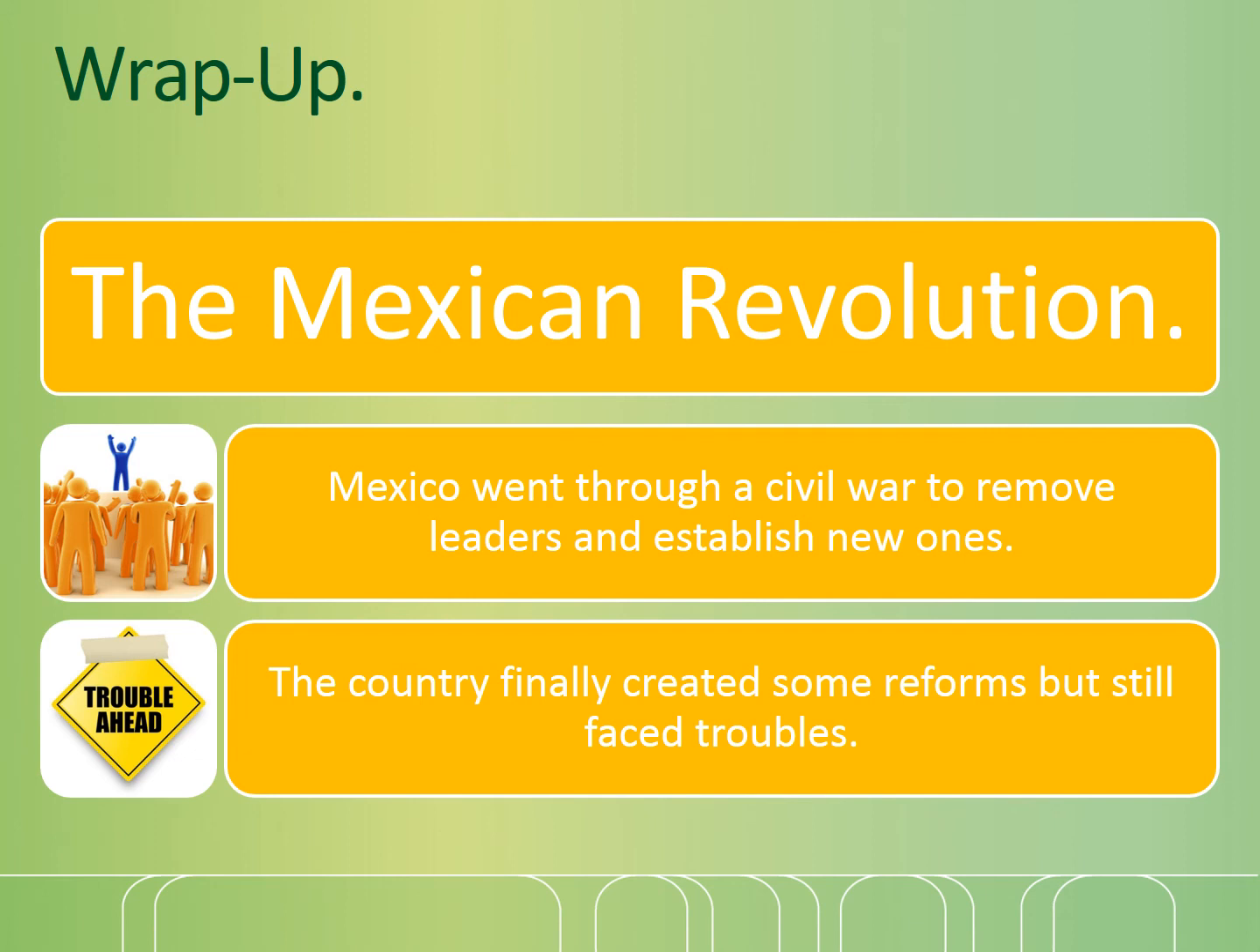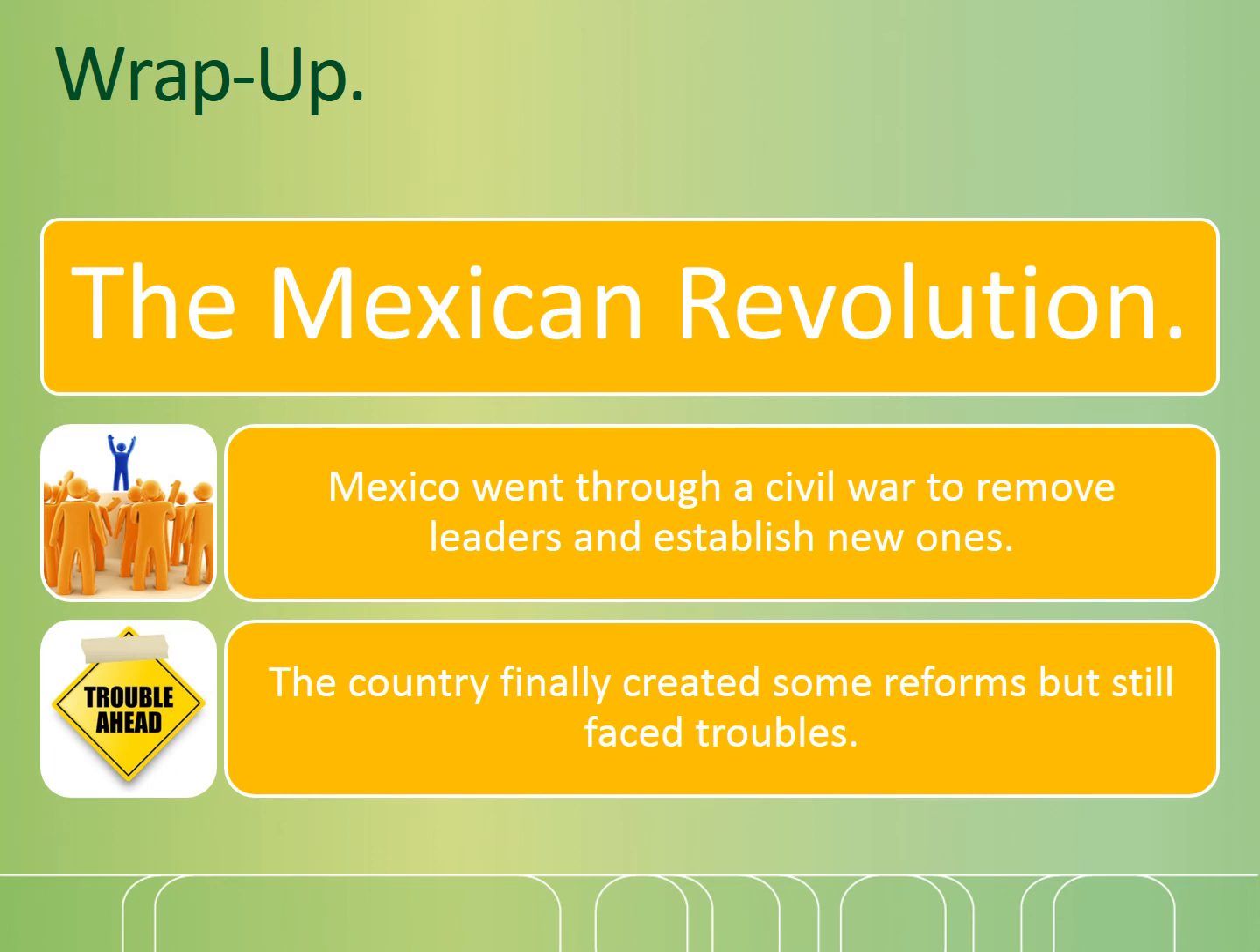Okay, just kind of wrap it up here. Remember that Mexico went through a civil war to remove leaders and establish new ones. There were many different Mexican leaders and many different reasons for them being overthrown or assassinated. Mexico goes through some pretty tumultuous times with different leaders and leadership. And the country does finally create some reforms, but they still faced other troubles as well.